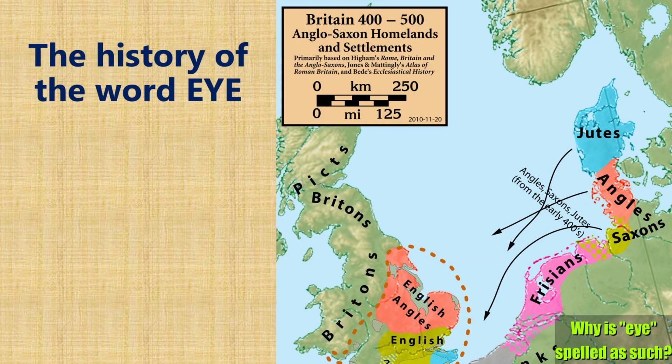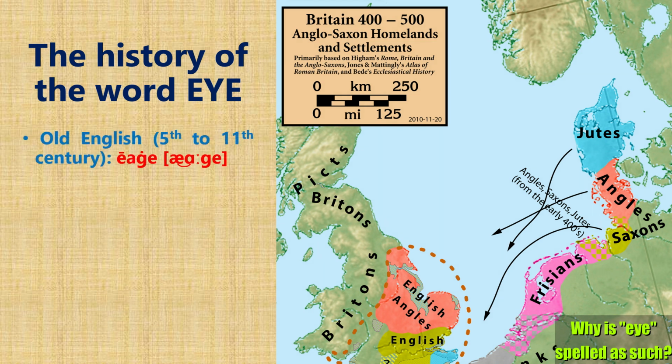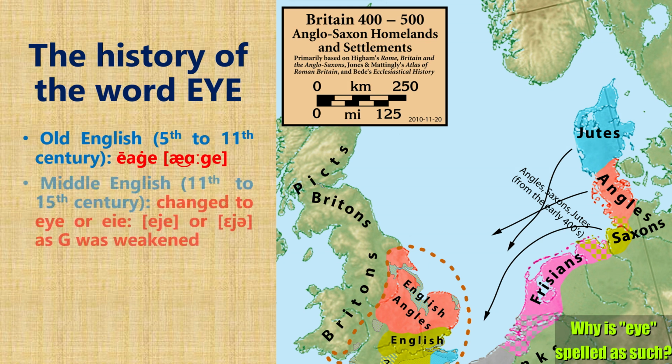You can solve this mystery in the spelling quite easily if you study the history of the English language. The word "eye" used to be spelled as it appears on the screen, "age", in the time of Old English, between the 5th and 11th century, and presumably pronounced literally. But in Middle English, from the 11th to 15th centuries, the G was weakened and the word was spelled E-Y-E or E-I-E. The spelling E-Y-E eventually became the norm.